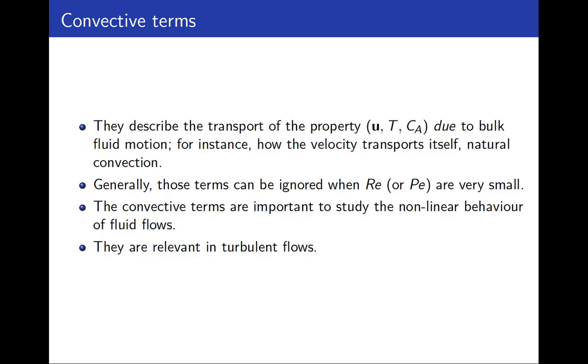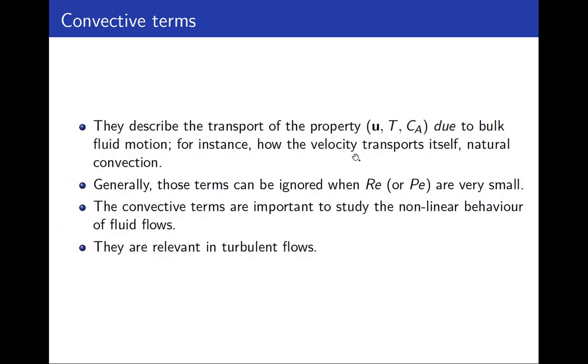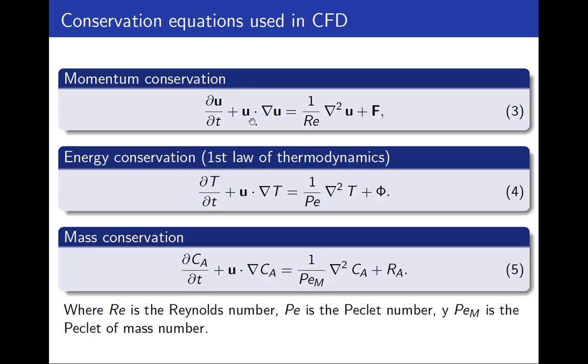For instance, it's a bit hard to visualize transport of momentum by convection, but we can say that this term describes how the velocity transports itself. Also, for instance, this is a temporal derivative. No, this is a spatial derivative that tells us how the velocity changes spatially in the direction of the flow.